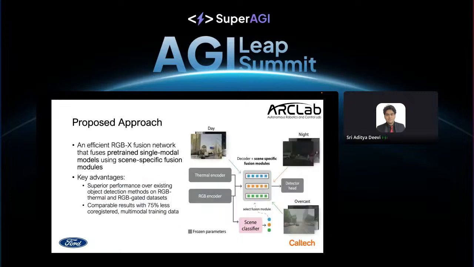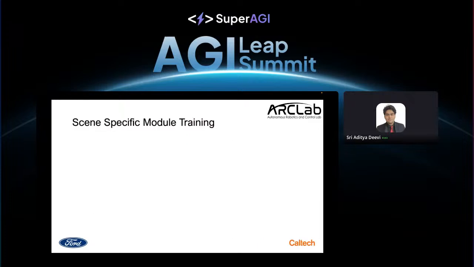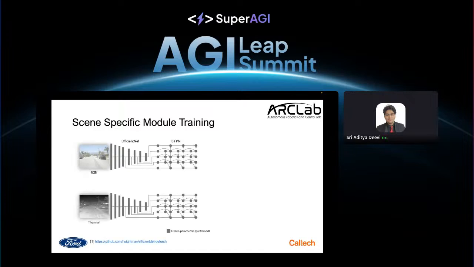For the implementation, we use an EfficientDet architecture with the EfficientDet backbone and a BiFPN trained on single modal training data. During training, we keep the pre-trained parameters frozen and train several scene-specific fusion modules using co-registered images from different scene categories, for instance, from daytime, nighttime, overcast, and fog. We also use a pre-trained detector head to further reduce the training parameters.